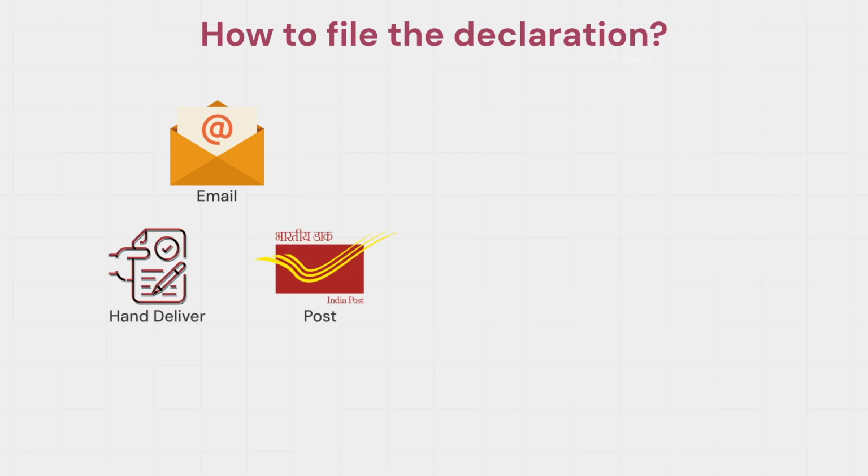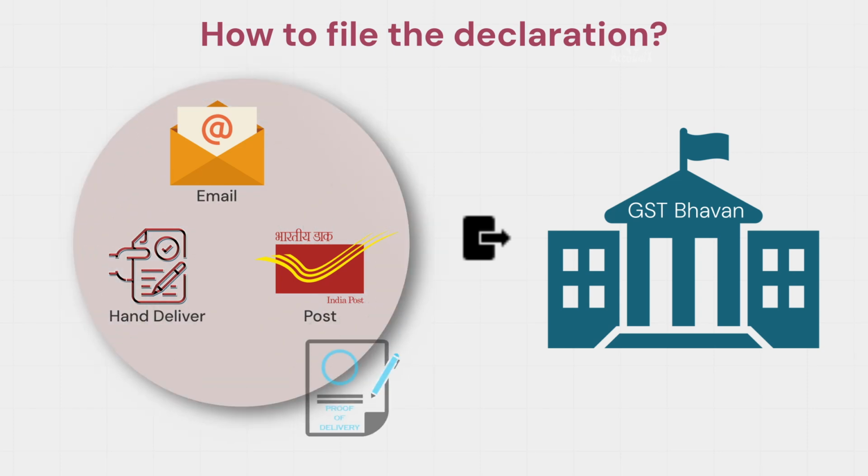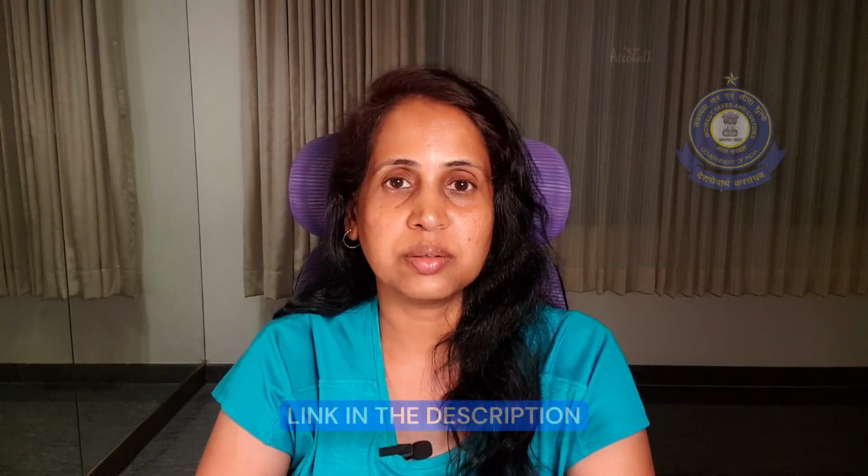Surprisingly, you can't file the declaration online yet. Until it's online, you'll have to email or post the declaration. Alternatively, you can physically submit the declaration in the GST office in your jurisdiction. Ensure that you get an acknowledgement. And you can download these declarations from the CBIC website. You can find the link in the description.